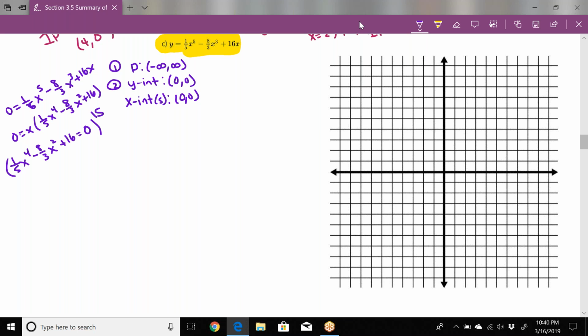So that would be 15. So that's going to make this 3x to the 4th, minus 40x squared, and 15 times 16, I believe, is 240, equal to 0.